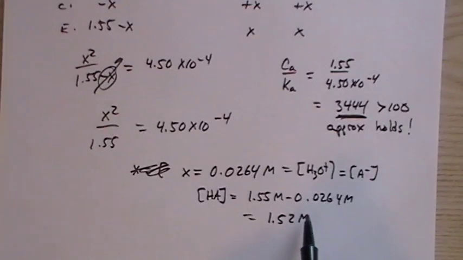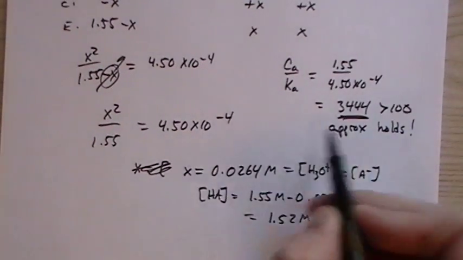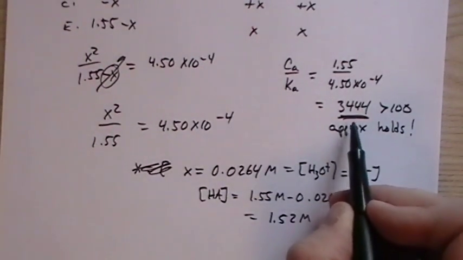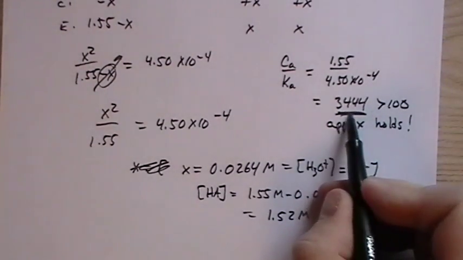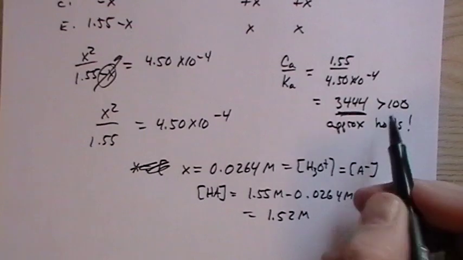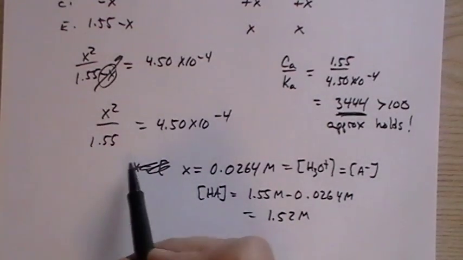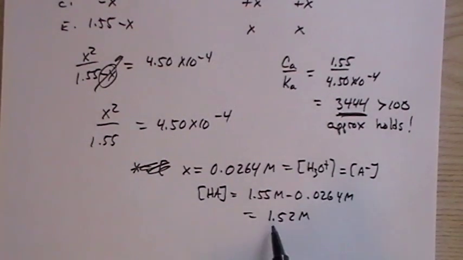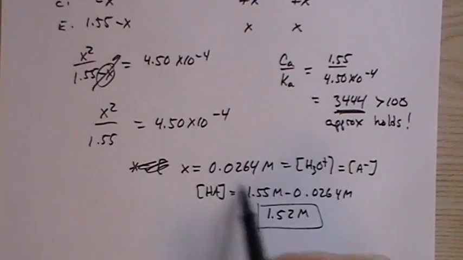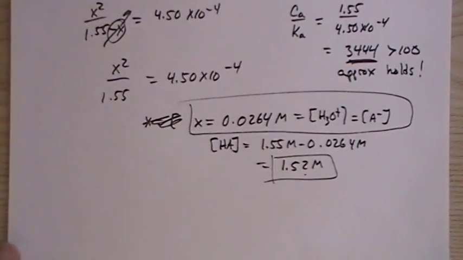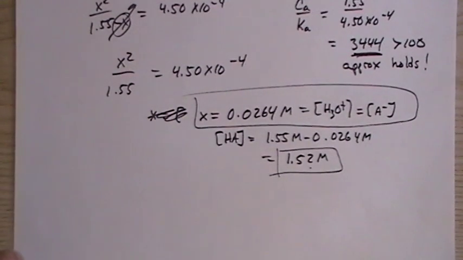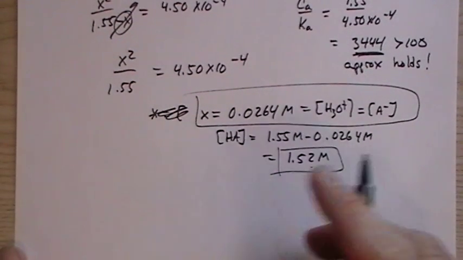So this was a smaller K, which means the approximation, though it held, didn't hold in a huge way. This is just 3,000 versus 100 rather than 10 million versus 100. So x is larger, and it has more of a final effect on the equilibrium concentration of the acid. It didn't round back to 1.55. We actually took away a significant amount. So now we have all the concentrations.